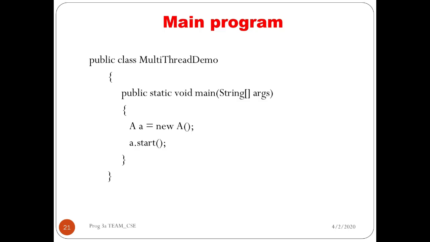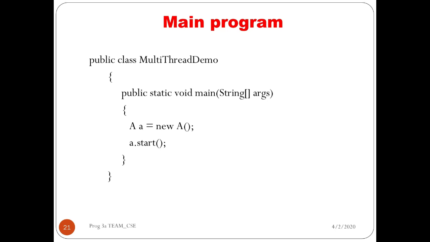Main program. In the main program, the class name is MultiThreadDemo. In that we use the main function, public static void main, which accepts a string argument. The class name A we are going to start here. Capital A is the class name, and small a is one object, a = new A. Small letter a indicates one object. a.start means it is going to start the main thread.